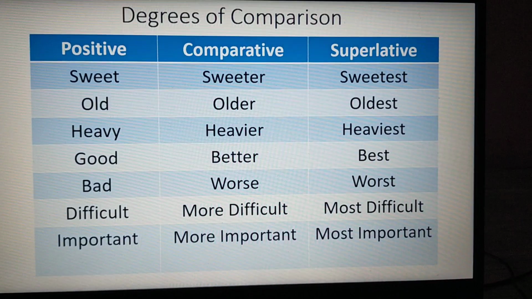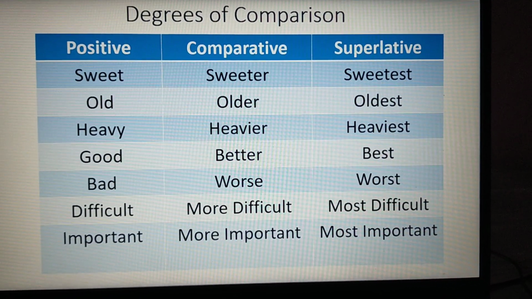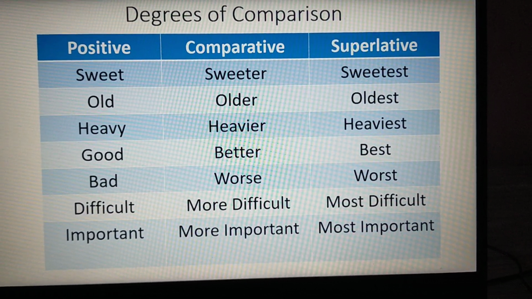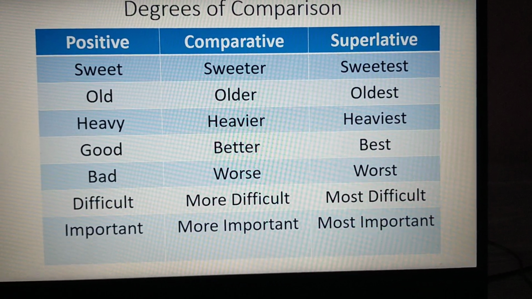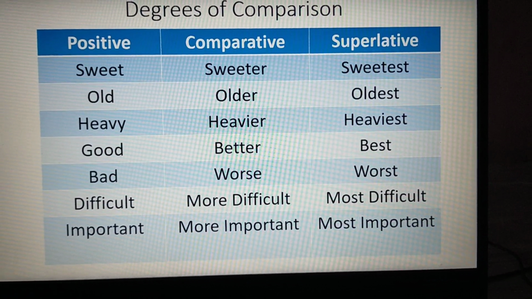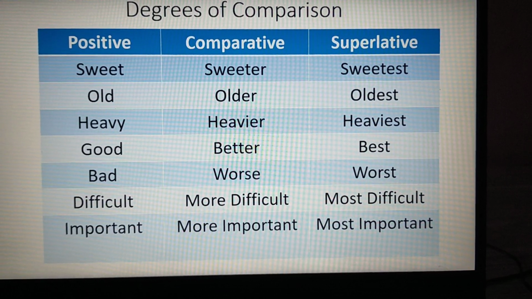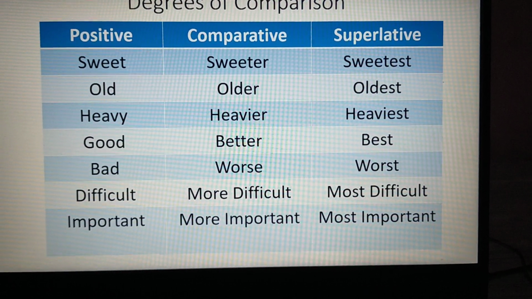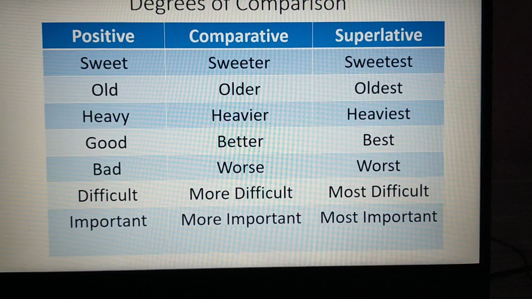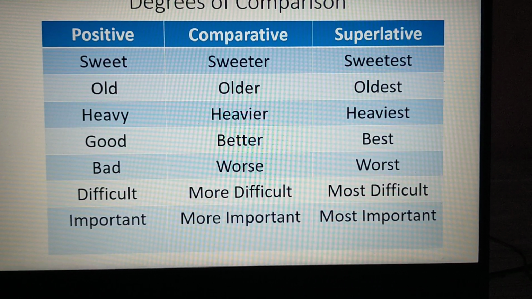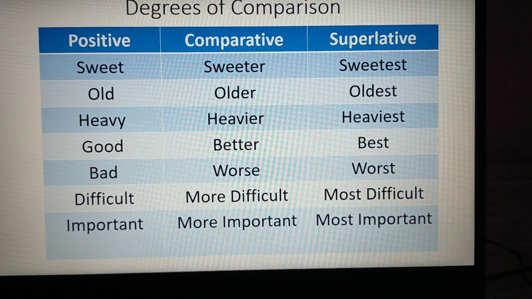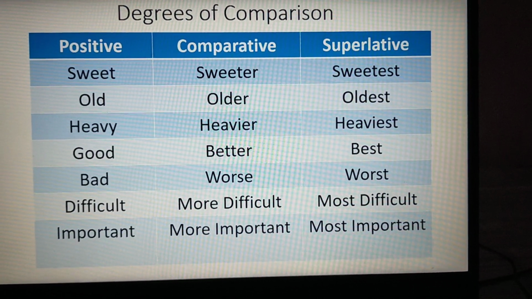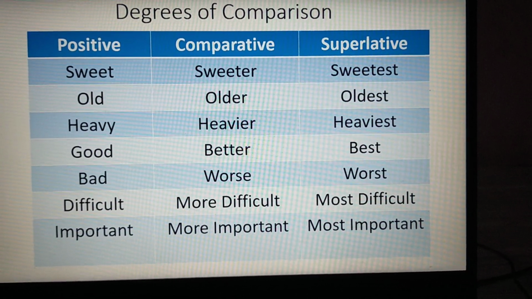Now let's start. These are a few examples of degrees of comparison: positive, comparative and superlative. For example, if sweet is the positive degree, we have sweeter, sweetest; then old, older, oldest; heavy, heavier, heaviest; good, better, best; bad, worse, worst; difficult, more difficult, most difficult. If important is the positive degree, then more important is comparative, and in superlative we have most important. These are just a few examples of degrees of comparison. There are many more which you can study.